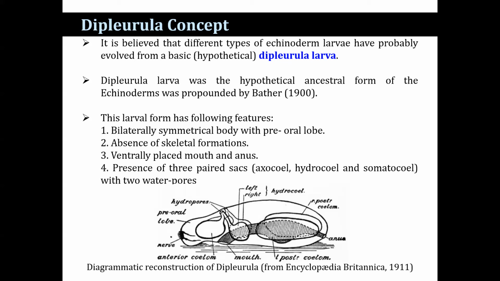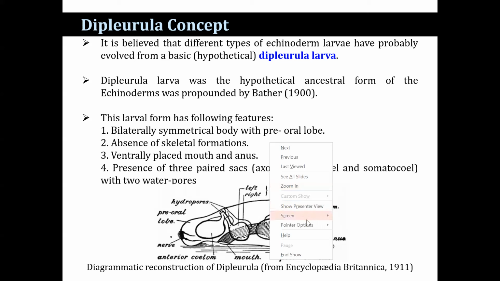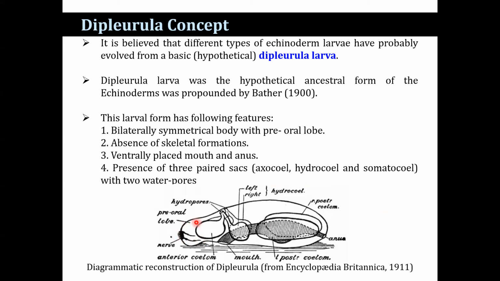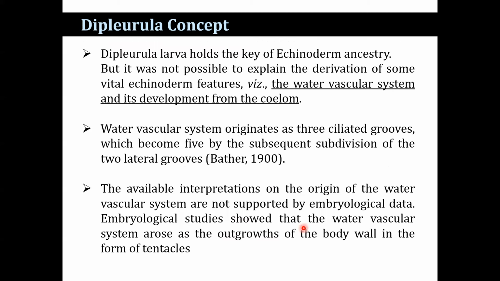Now, Bather, 1900, propounded that the hypothetical ancestral form of the echinoderms consisted of a bilaterally symmetrical body with a preoral lobe. That is a preoral lobe. You see here the absence of skeletal formation, ventrally placed mouth and anus, and presence of three pairs of sacs, exocoel, hydrocoel, and somatocoel, with two water pores.